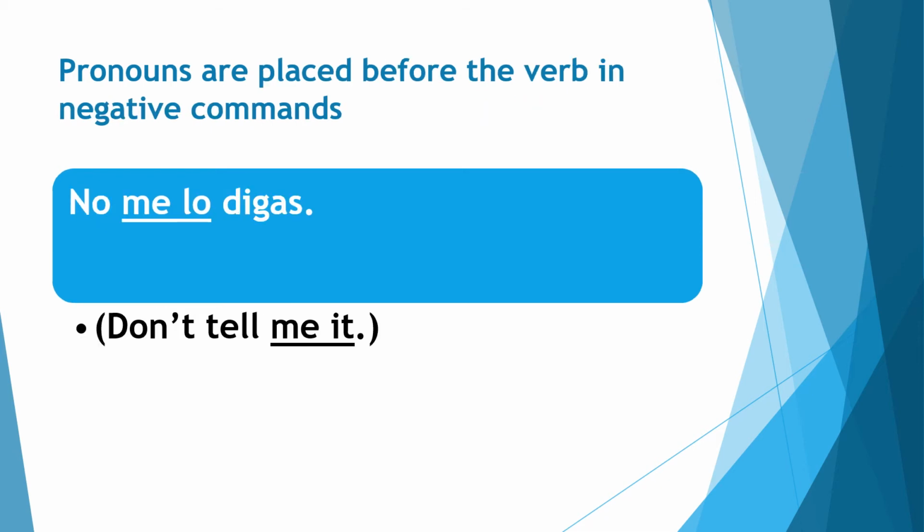And if we have pronouns with a negative command, they must go before the verb. No me lo digas. Another common phrase you might see in Spanish is no me digas, which could mean don't tell me or you don't say.